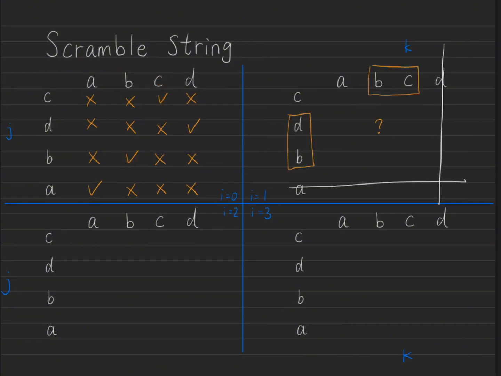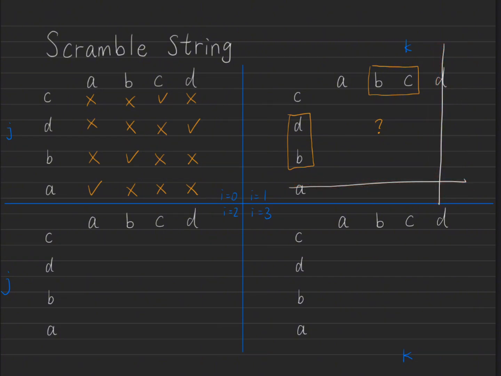Let's move on to the second table. Here, the length of the substring is 2. So in the first spot, we're trying to see if AB is a scramble string of CD. Similarly, at this marked spot, the result indicates if BC is a scramble string of DB. The outer edge entries of the table actually do not exist because they're out of range.